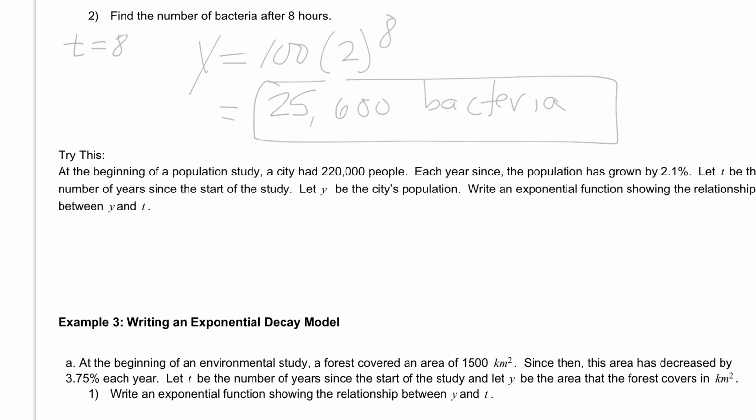Otherwise, I'd like you to do the try this. When you're done with the try this, so pause it now. When you're done, go ahead and unpause it and check your answer. If you did the try this correctly, you should get a model that says y equals 220,000 times 1.021 raised to the t. If you have questions, let me know. Otherwise, you can move on to example 2.